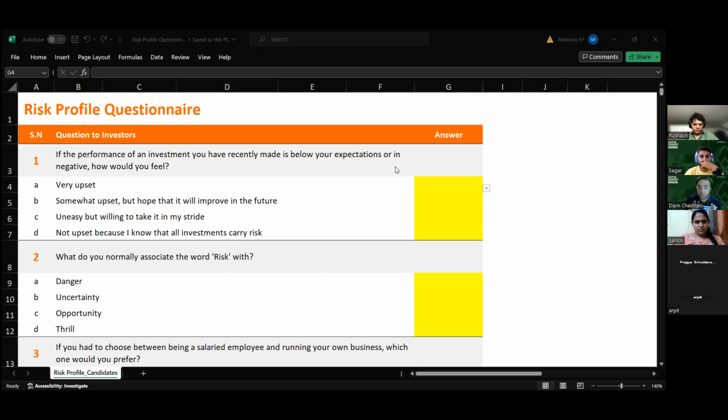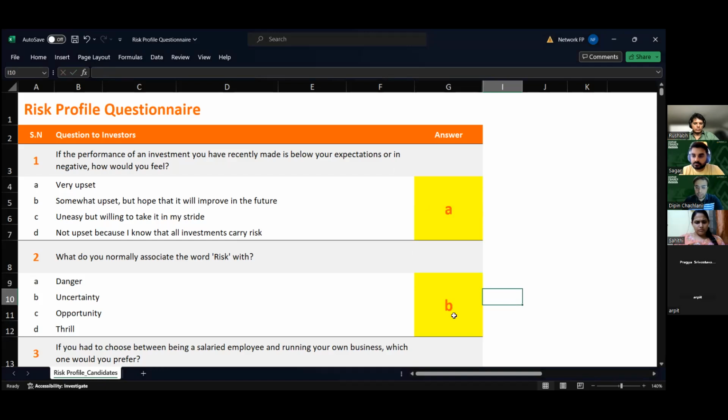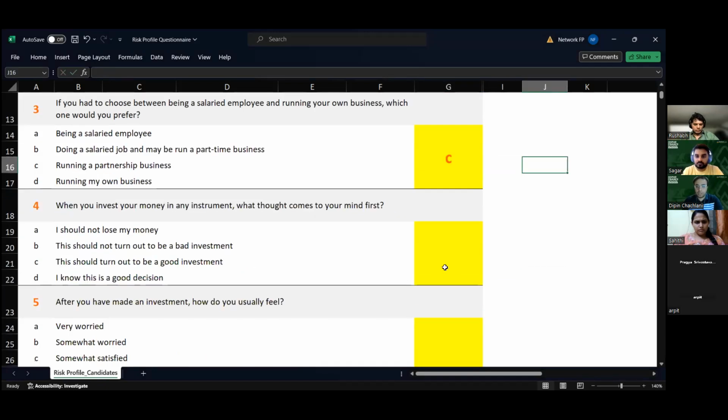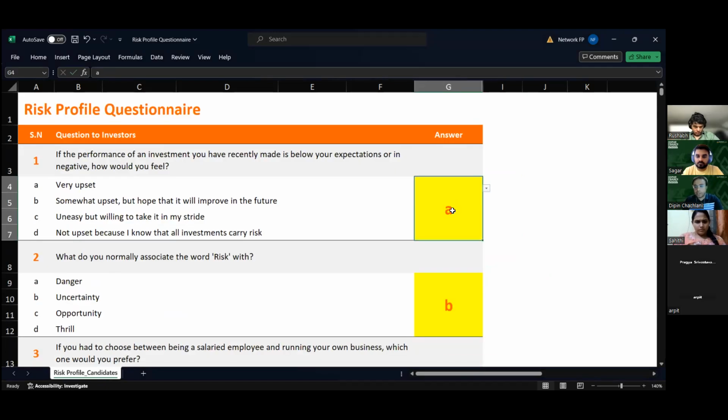So we'll do a quick questionnaire. You just have to mention A, B, C, or D, whatever you feel after reading the question, and at the end you would be able to see a score. Please complete all 20 questions in the next 3 to 4 minutes, and then let's see who is the aggressive investor, conservative investor, or moderate investor, right?